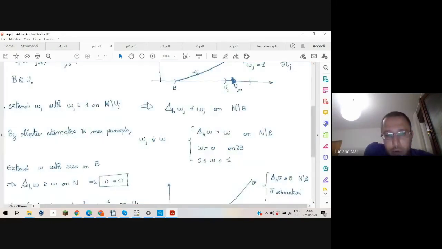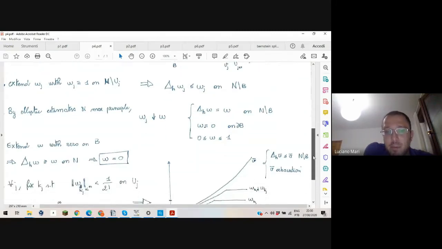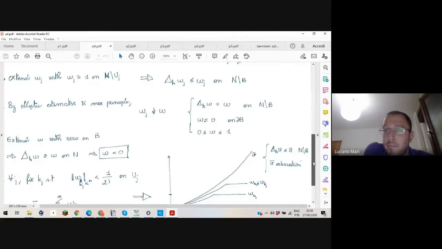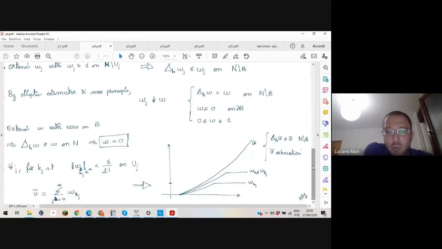So we get a subsolution, but we have a bounded subsolution on this manifold. So this is 0. So omega j locally converges to 0. Now, how to construct the function? You take omega j, for every j, fix a large index such that omega kj is less than 1 over 2 to the j on uj. And you sum up each of these functions. The operator is linear, so the resulting function is a super solution on N minus B.